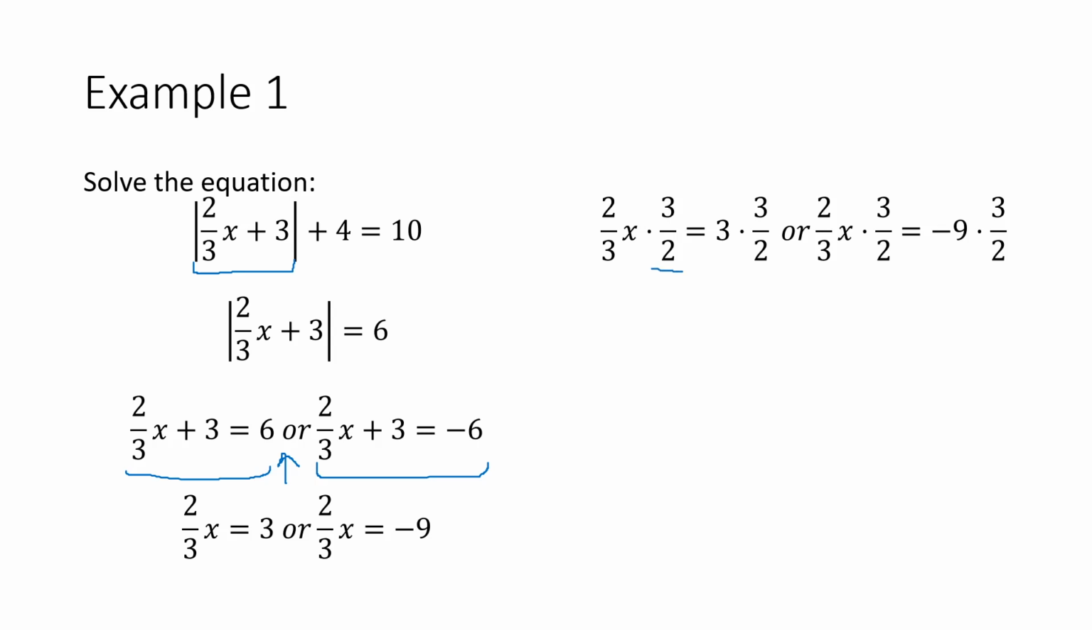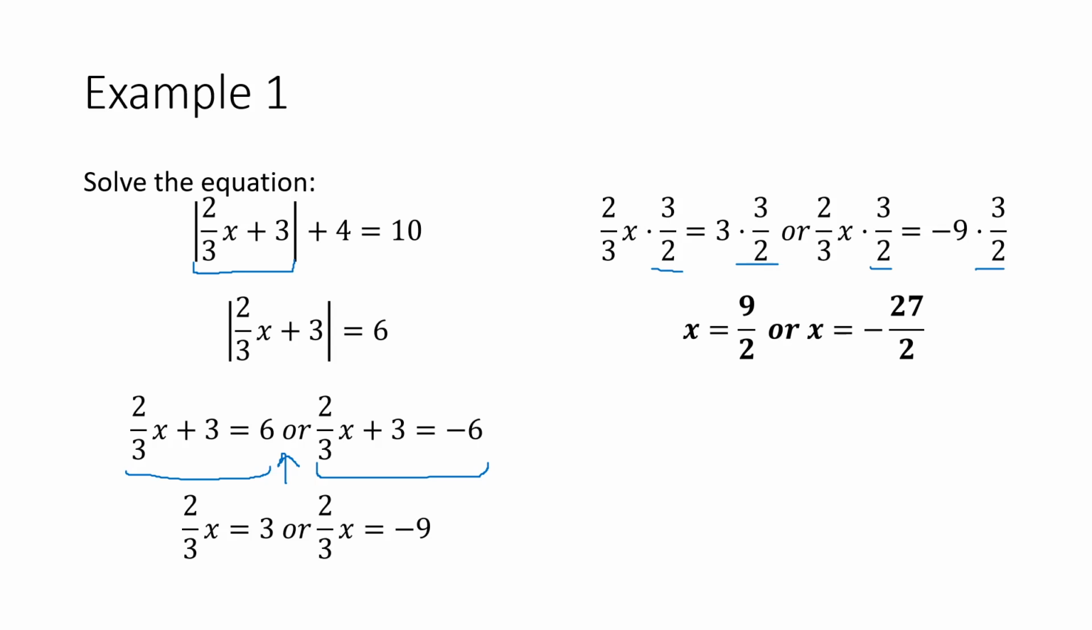If you multiply both sides of the equation by 3/2, that's going to eliminate the 2/3. Remember, 2/3 times 3/2 just becomes 1, so you have x left by itself. But then on the right side, we get a way to simplify there too. So we've got 3 times 3/2, which is 9/2.